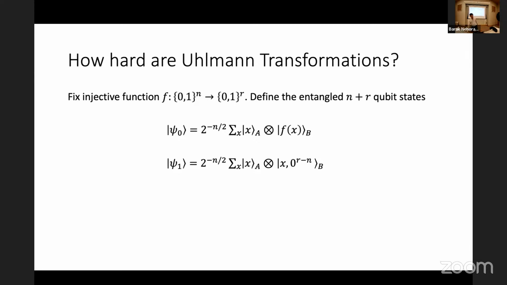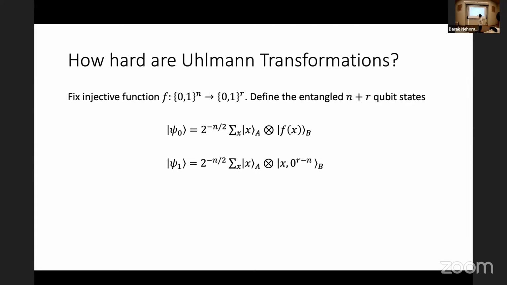So fix an injective function f, and it maps n bits to r bits. So r has to be at least n if this is injective. So I'm going to define the two entangled states, and these states are on n plus r qubits. The first state, psi 0, is going to be a superposition of all n-bit strings x. The first register is going to store the bit string x. And then the second register, this system B, is going to store the evaluation of this injective function f of x. Great. So this is a superposition of input and output pairs of this injective function.